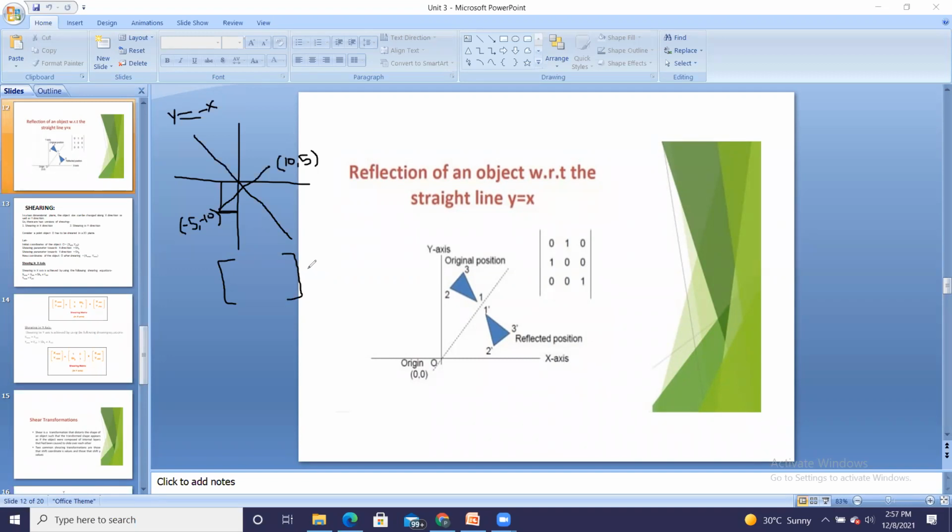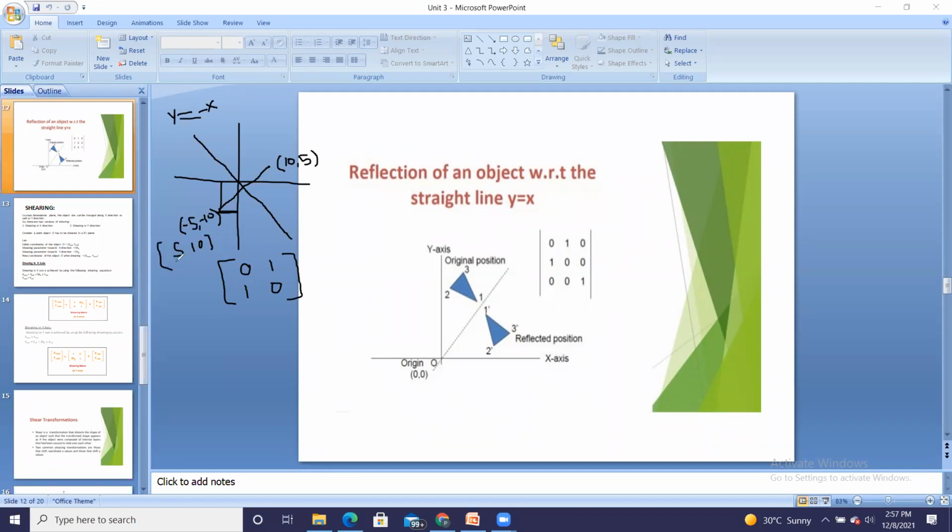We will go step by step. If I want to interchange the X and Y values, as in this case, Y equal to X, it is interchanging the Y and X. So what is the T matrix? We know the T matrix is 0, 1, 1, 0. So this is the T matrix for the interchange operation. So with this, what you will get? The earlier 10, 5 will get converted into 5, 10. Now, what is your next mission?